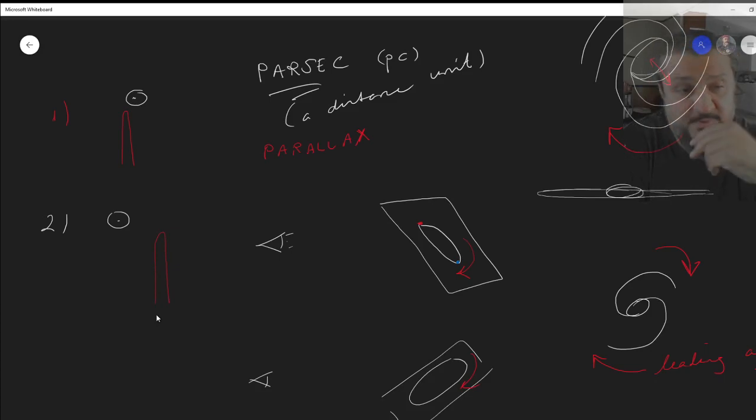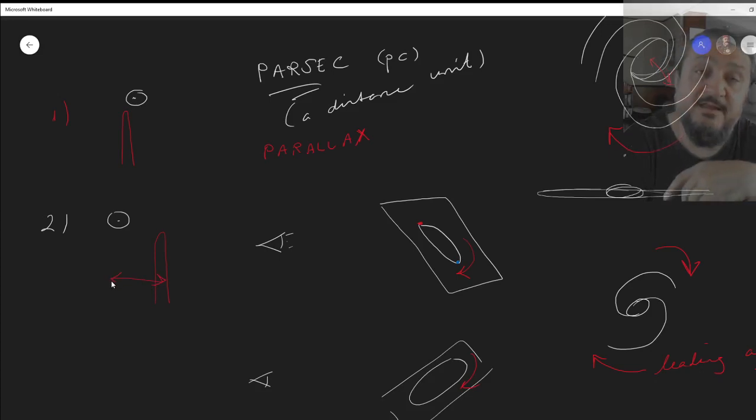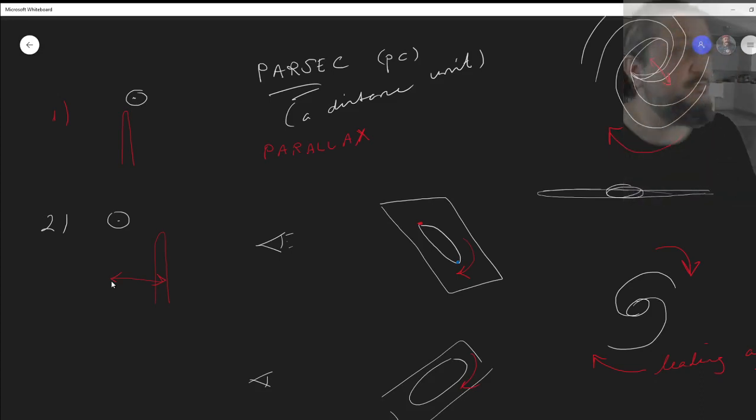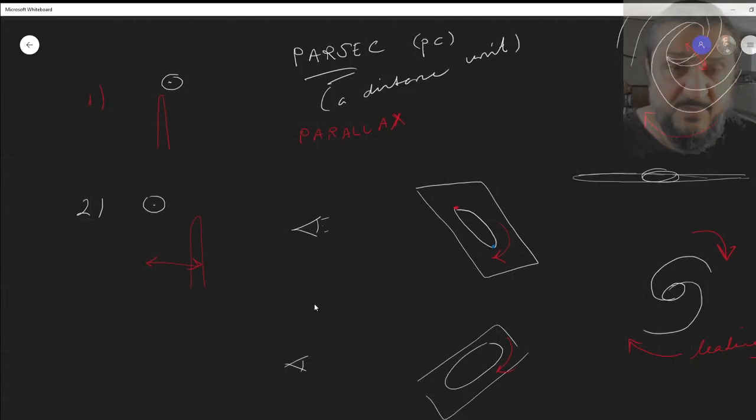How much has it moved, okay? If I can determine this, I can find out how far my finger is from my eye. Now let's take this to a larger scale with stars. I'm talking about the parallax method, and once we understand what the method is, we will know what parsec means.